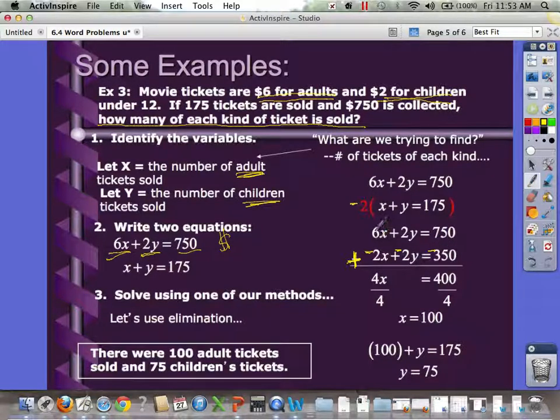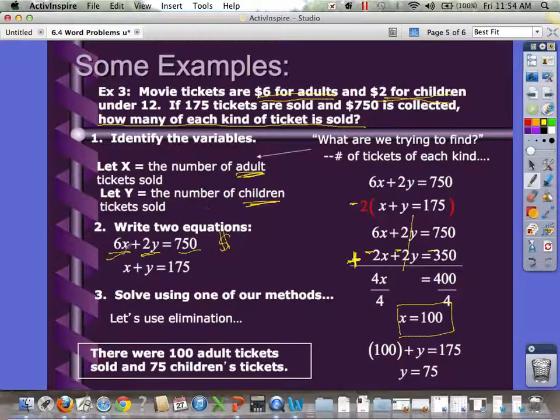When we do that, it's 6 plus a negative 2, which is 4x. The y's cancel. And then 750 plus a negative 350 gives us 400. When we divide by 4, x is 100. If x is 100, let's go back and see what we decided x was. X is the number of adult tickets. So we need to know how many children tickets.